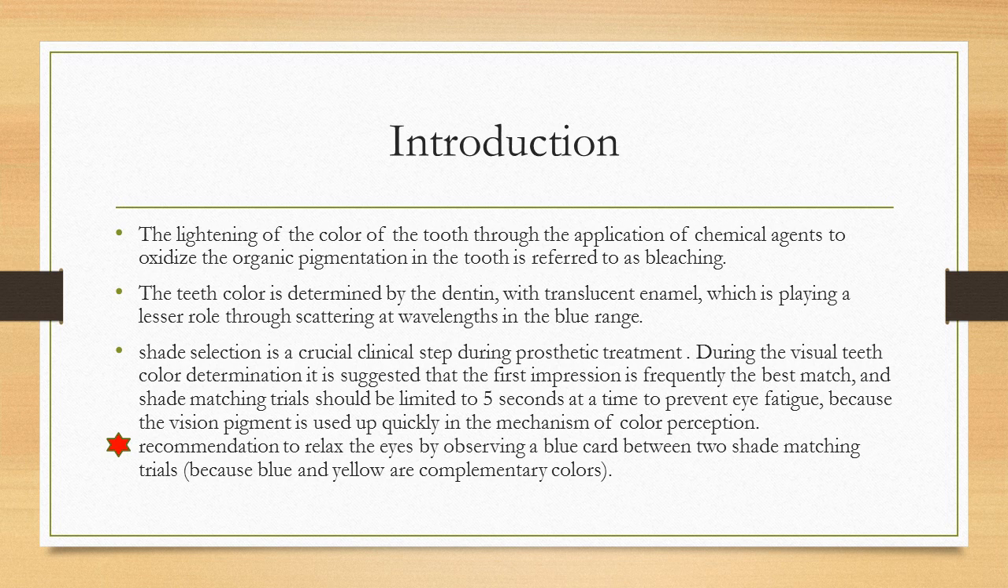The tooth color is determined by the dentine and the enamel and their different thickness, and that depends on the thickness of enamel mostly in the permanent teeth, because the dentine thickness is fixed. So the scattering of the wavelength of the light in a blue range will give me the color of the tooth.